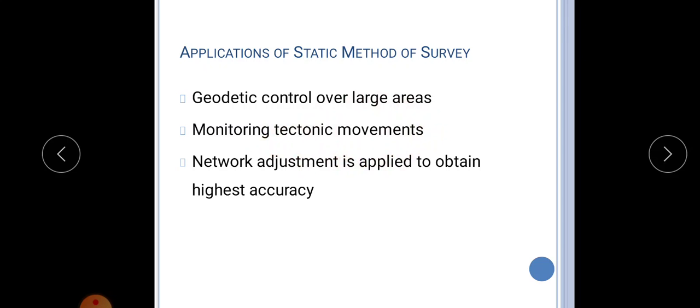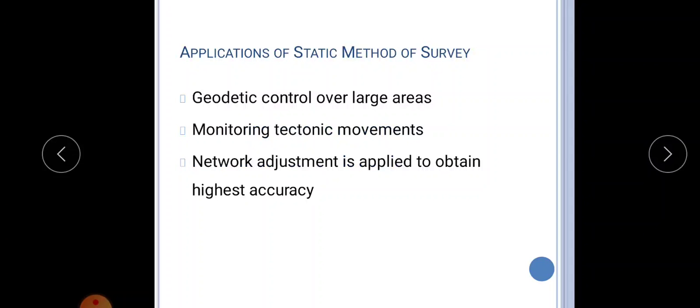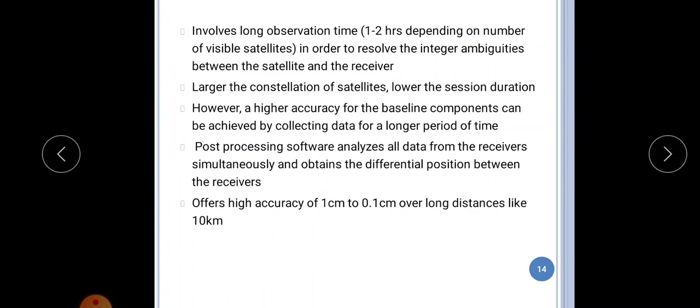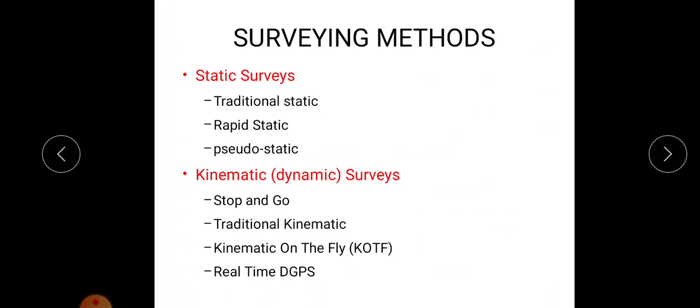And it is used for network adjustment to obtain the highest accuracy. In order to do survey network adjustments, we are using the static method. So these are the applications of the static method of survey. This is the first method, that is the traditional static method. So next is rapid static, that I will put in the next video.